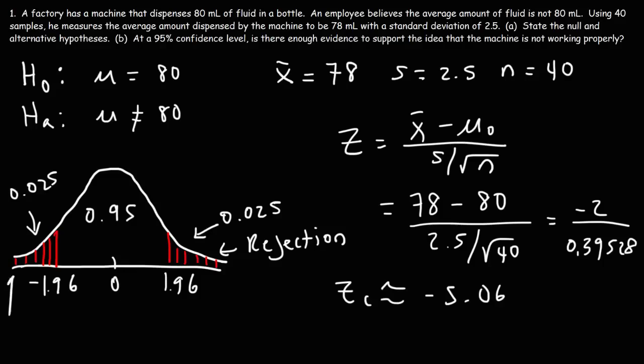Now, if we place that on the number line, on the graph, it's in the far left. So notice that it's in the shaded area, the rejection region. So this tells us that we should reject the null hypothesis. So we could say that with a 95% level of confidence, we cannot accept the null hypothesis that the average amount of fluid dispensed by the machine is 80 milliliters. So with 95% confidence, we believe that the machine is not working properly. And that's all we could do for this problem.